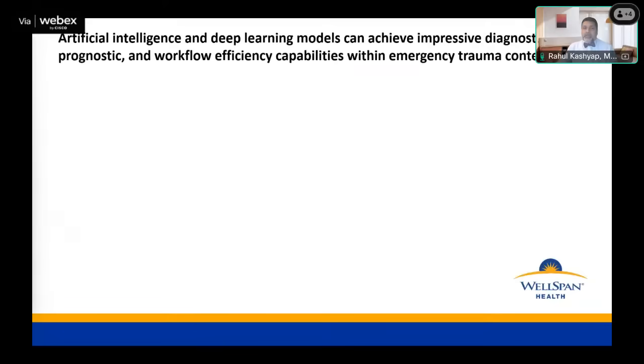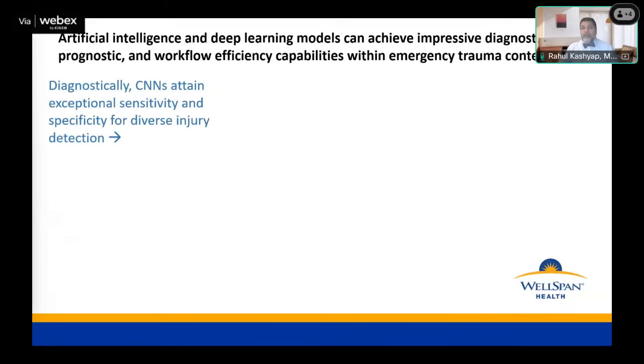Now, I'll share a couple of points with you as well, on how some of these diagnostic and prognostic works and what you should take care of when you are looking at and evaluating some of these models. Let's say, for example, a convolutional neural network developed for diagnostic use has good sensitivity and specificity for detecting injury, diverse injury, in trauma patients.